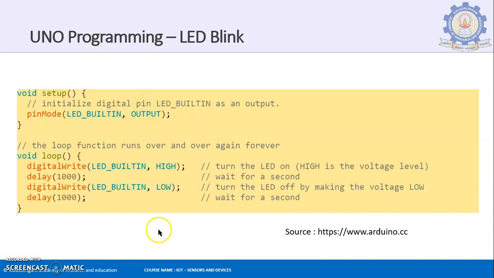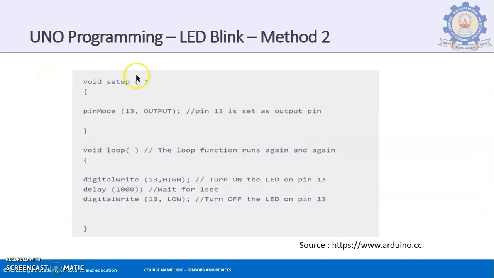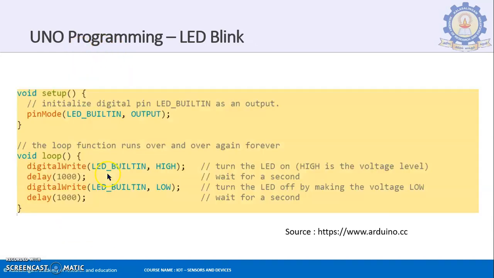Okay. So that is the basic programming for blinking a particular LED over here. Okay, so you can use another method too. As I told you, if you're using pin number 13, you can use pin number 13 over there and you can keep the other constraints the same. There are no other changes over here.